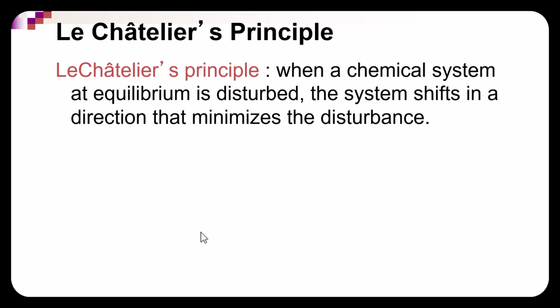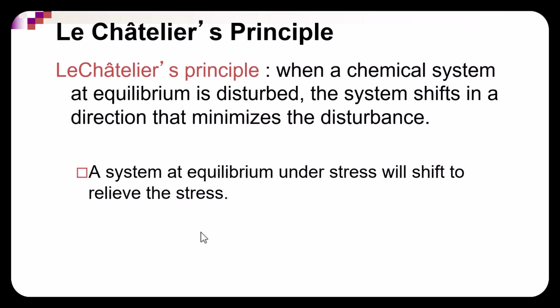So we stress out our equilibrium. It's going to react to alleviate that stress, just like we would in real life, right? Something's stressing me out. I'm going to do something to alleviate that stress and find a new equilibrium, find a new happy place. So reactions are not much different than us. A system at equilibrium under stress will shift to relieve that stress.